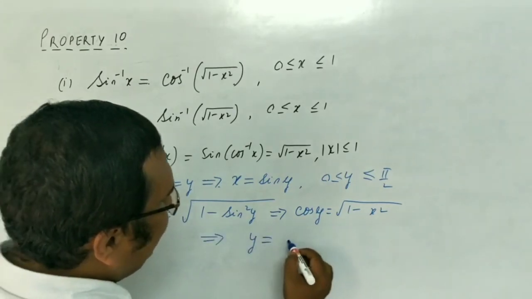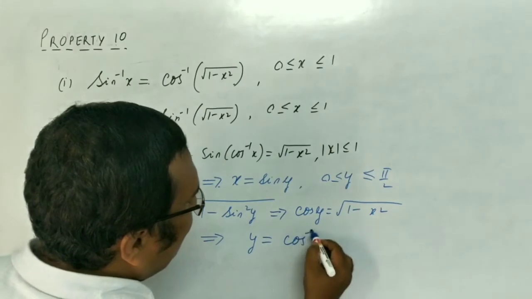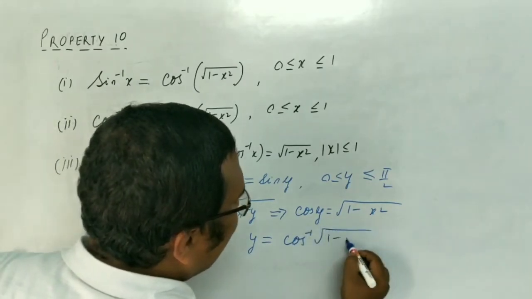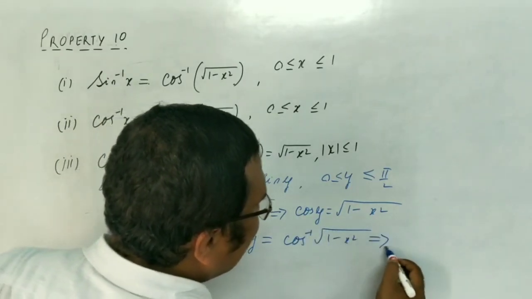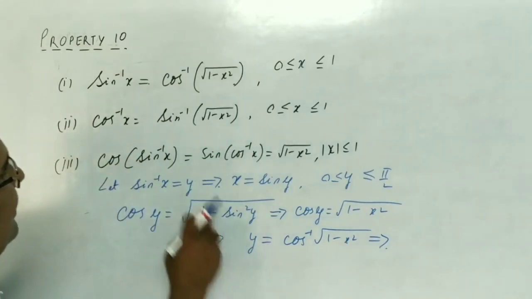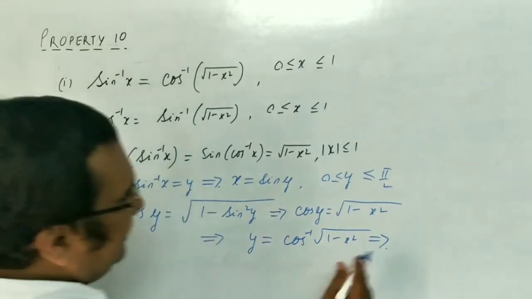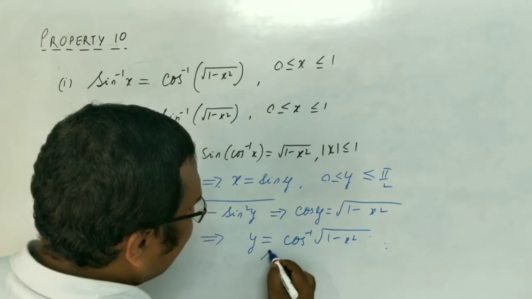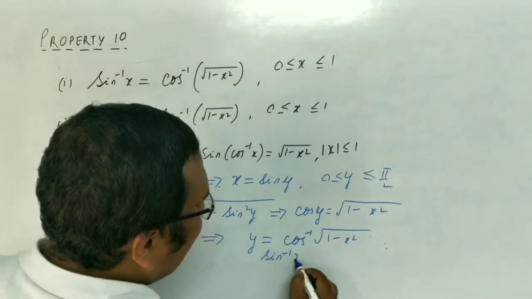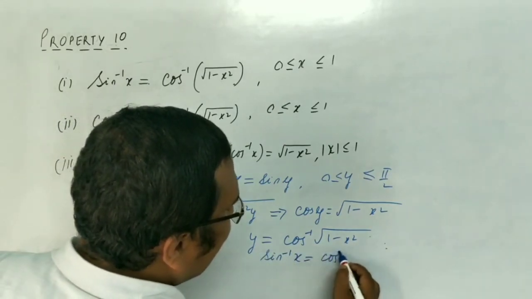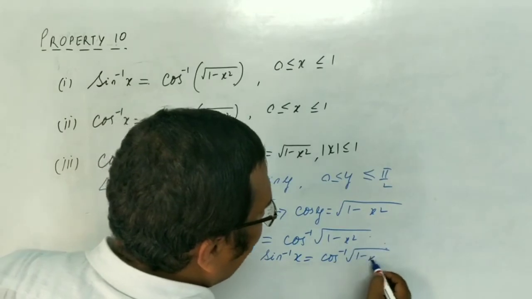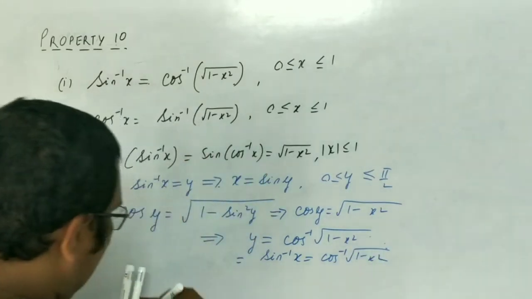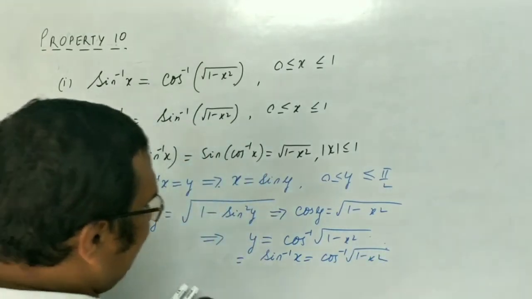and then finally we have here y is equal to cos inverse root of 1 minus x square. That is, what is y? y is sin inverse x. And right here, sin inverse x is equal to cos inverse root of 1 minus x square. This is the formula.